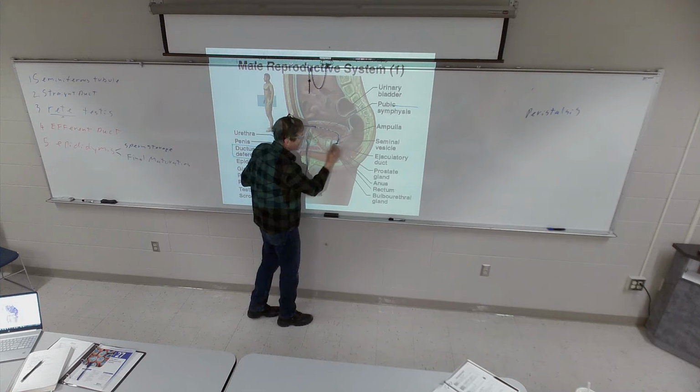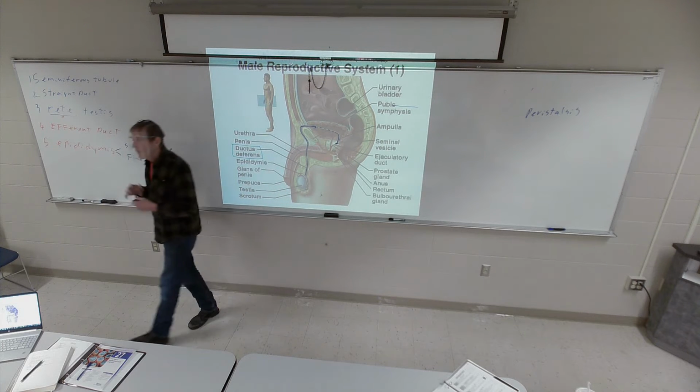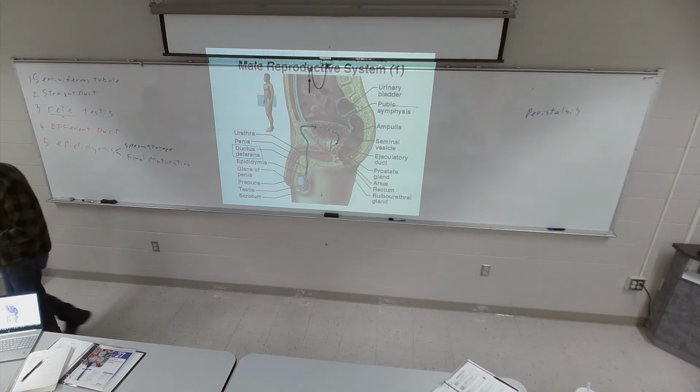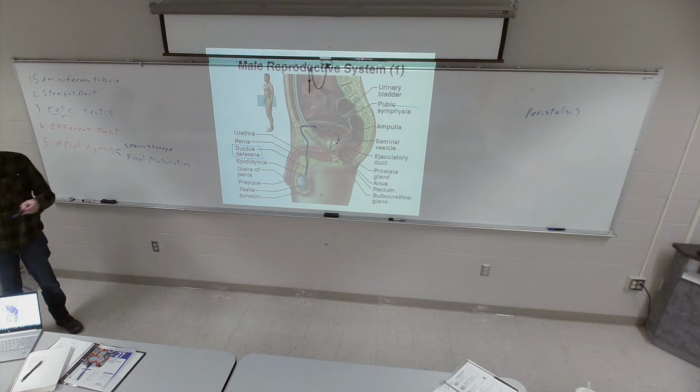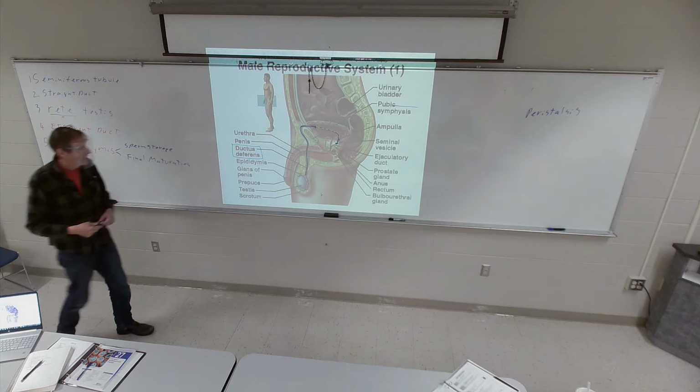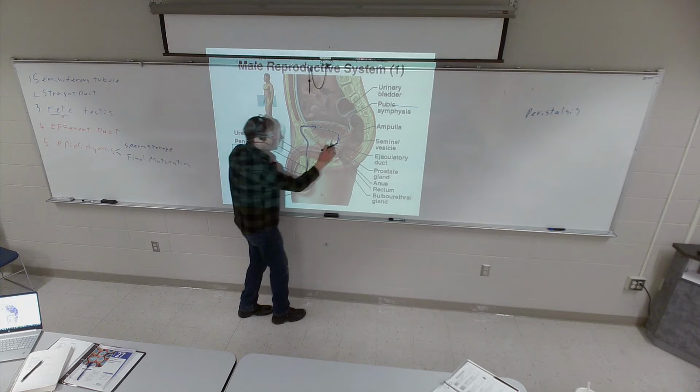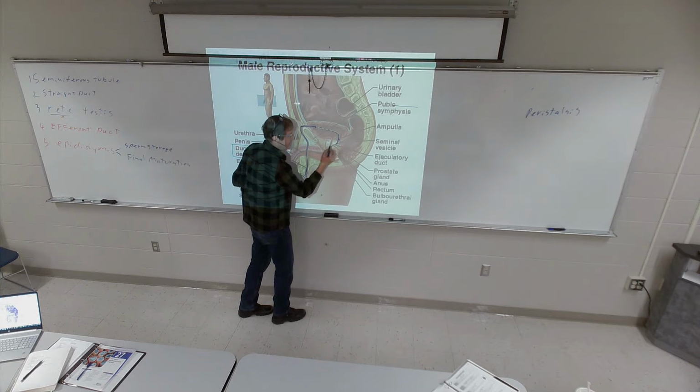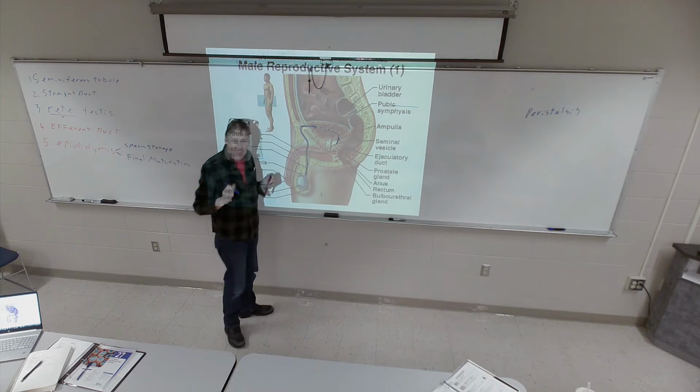Right here. That is the end of the vas deferens. Of course, the tube is going to continue until you leave the penile urethra, but we change its name at different points. So at this point, this is the end of what we call the ductus deferens. That's it. Now, what's going to happen at this point?